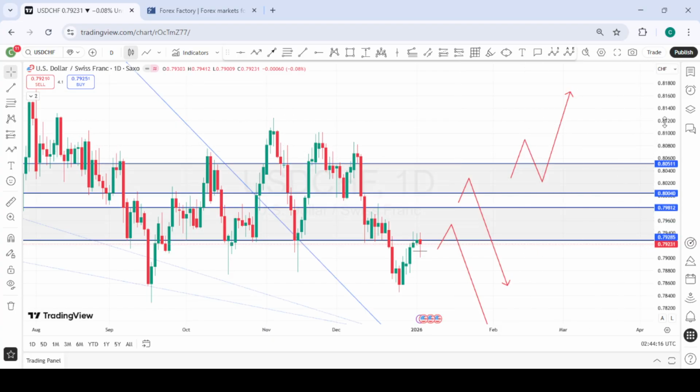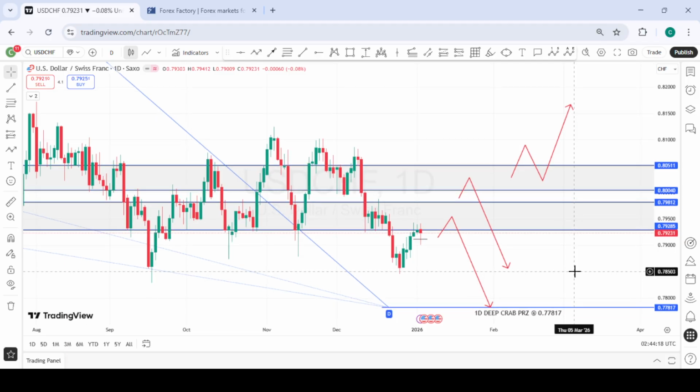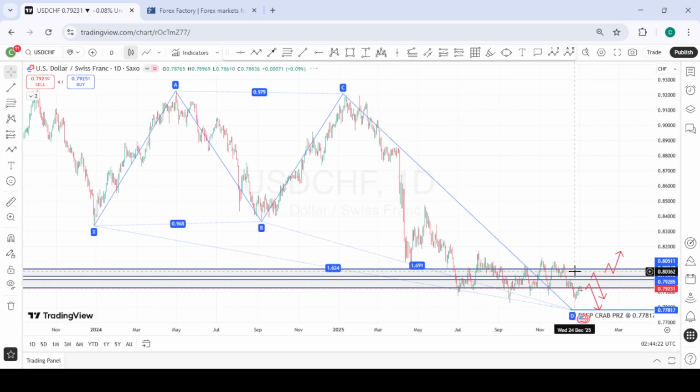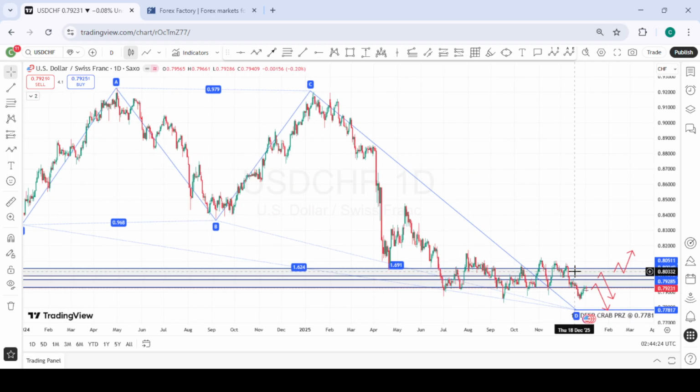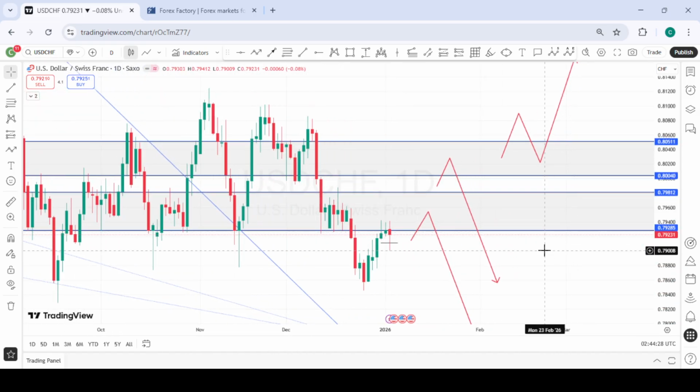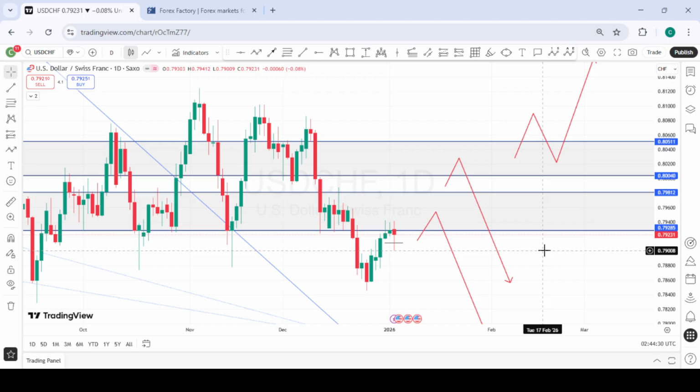This is USDCHF, and USDCHF has this huge deep crab pattern we are looking out for, which is here to complete. So going into next week, looking at how DXY might gain strength, we might see price pull back or go a bit higher into this zone, or should price move into the second zone, we'll still be interested in looking for the sells to the downside.